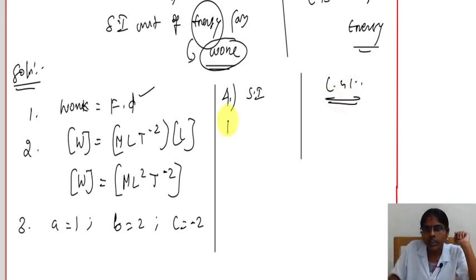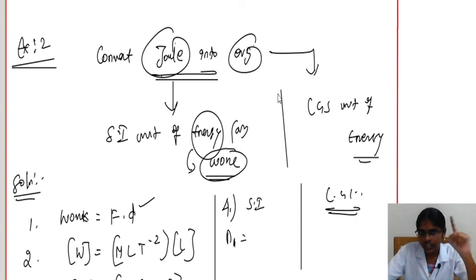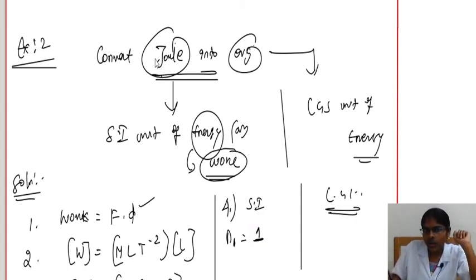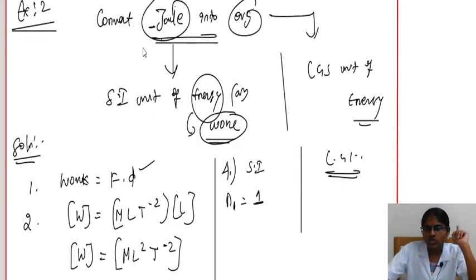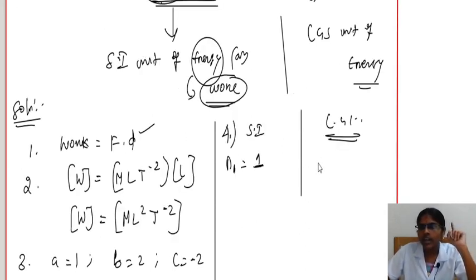So what is the value of N1? N1 is 1 joule. Am I correct? 1 joule, right? So the number is just 1. They didn't give any number like 7 joules or 10 joules. They just gave joule, so it is 1 joule, right? So the number is 1. And N2, I don't know, that's what I'm going to find.